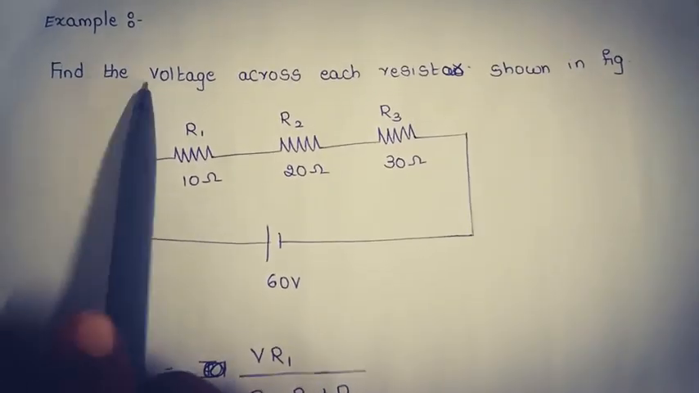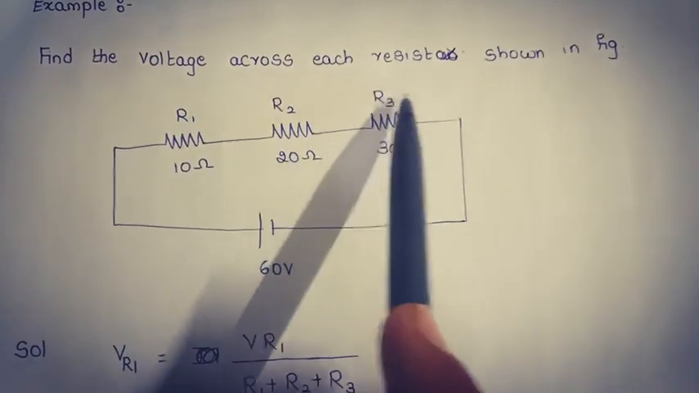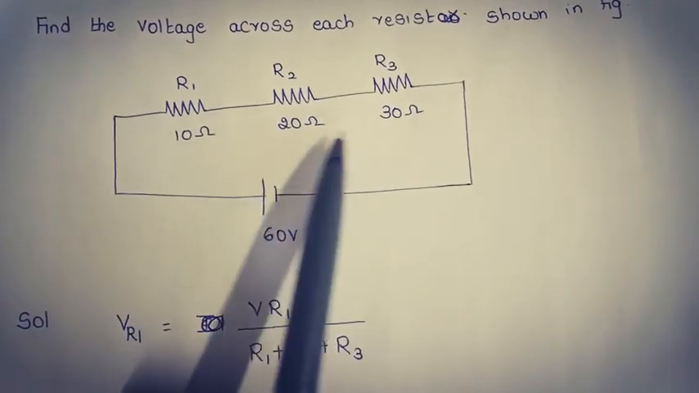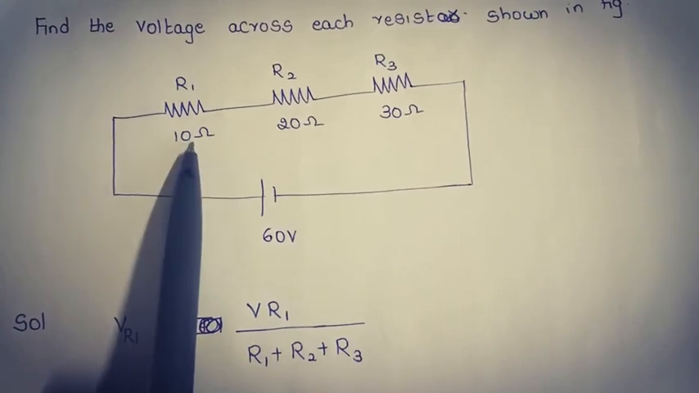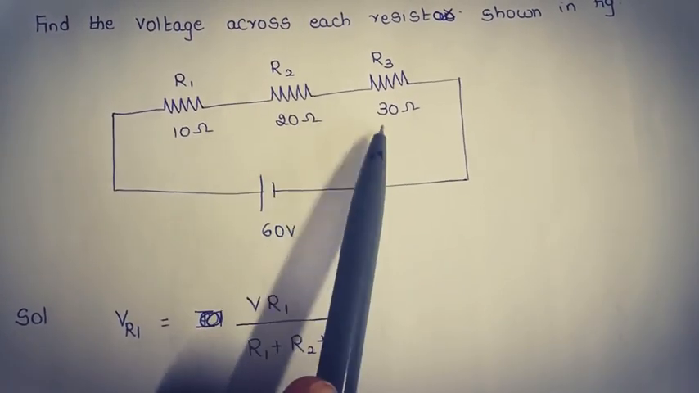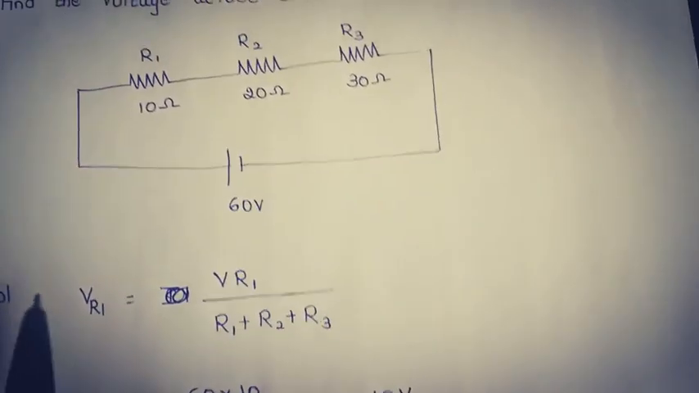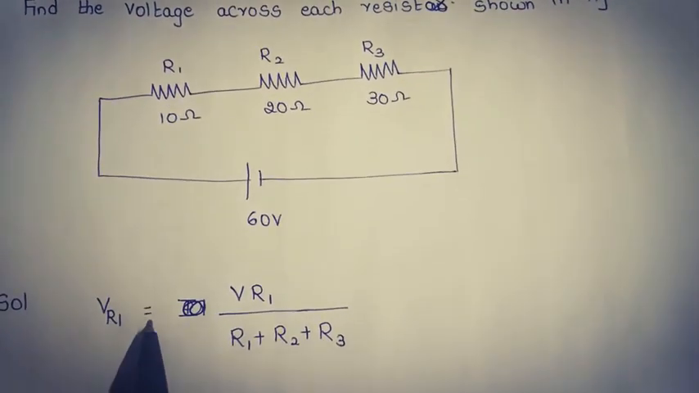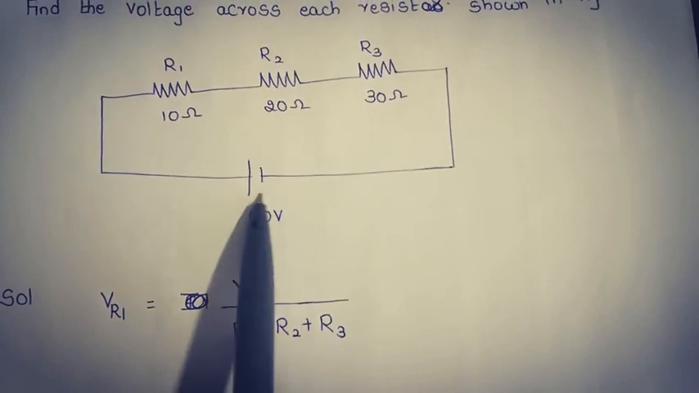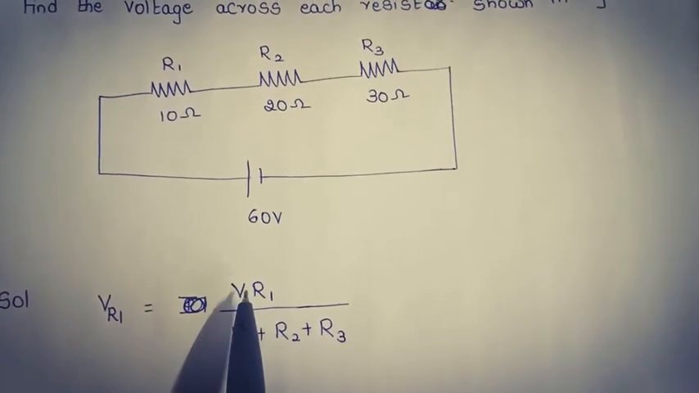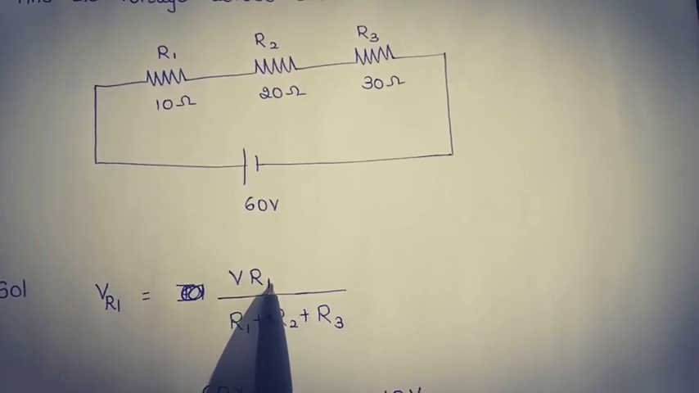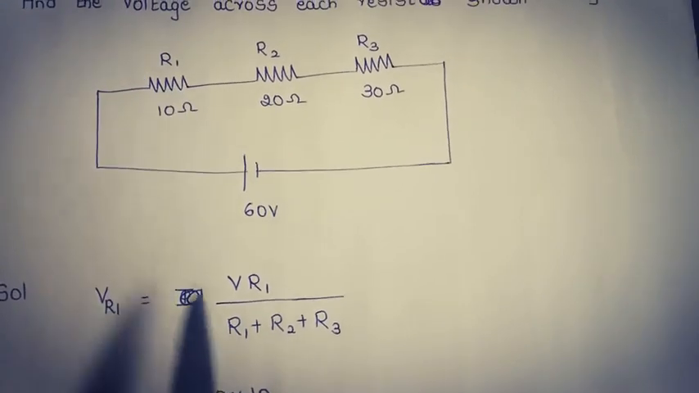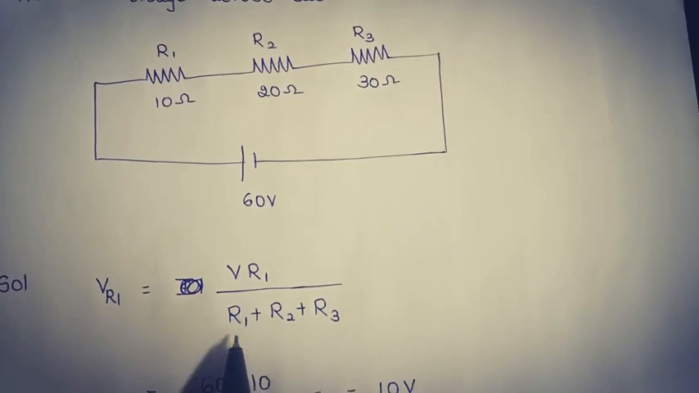Now let us consider an example. Find the voltage across each resistor shown in the figure. Here three resistors are given, R1, R2 and R3, and we need to find the voltage drop across each resistor by applying the voltage division rule. According to the voltage division rule, the voltage drop across any resistor is equal to the total voltage, which is given as 60, into the resistance value across which the voltage drop has to be found. Here I am going to find the voltage drop across R1. Therefore, I am going to write it as R1 by total resistance.